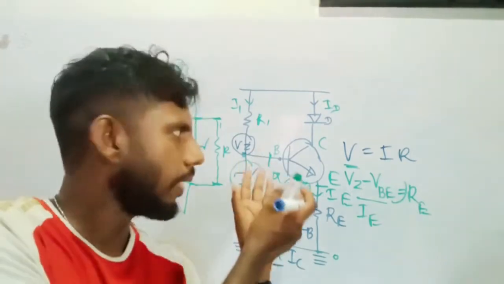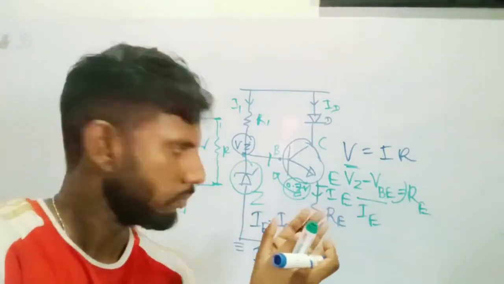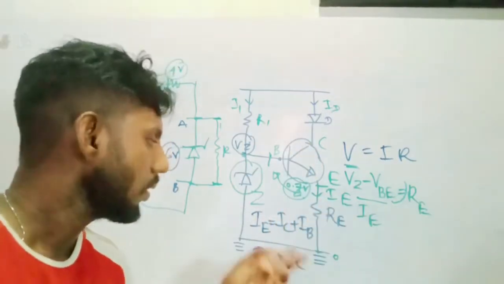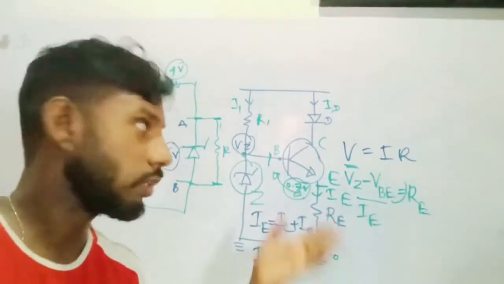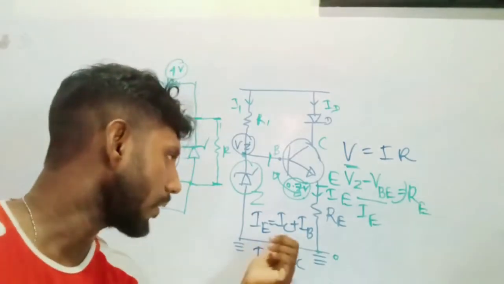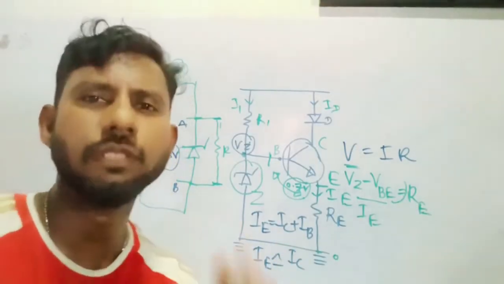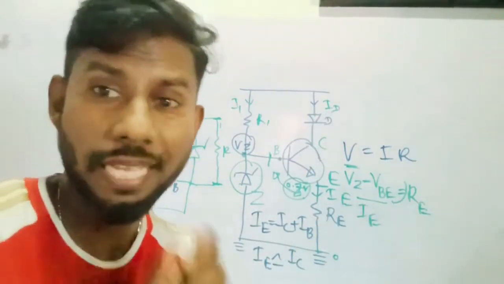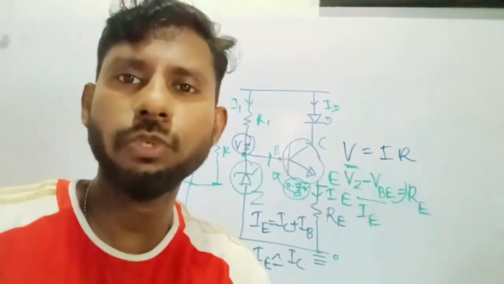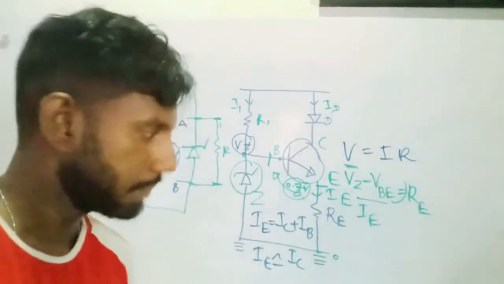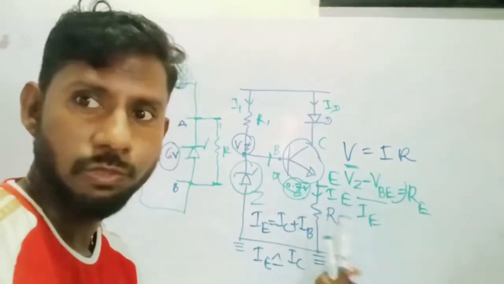So if the IB value is not given, and if you cannot find IB from any method, then only you can make this assumption. Here the beta value is not given, and you cannot find IB, so you cannot add these two and find IE. So you can assume IC equals IE. That's the assumption you're going to make, IE equals IC. Right, so we are applying it to the very same equation.